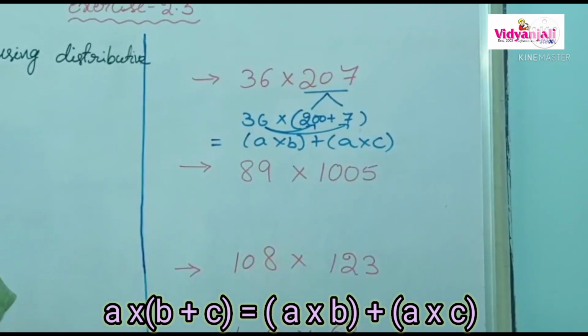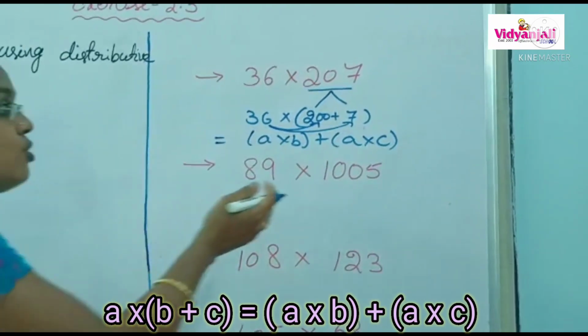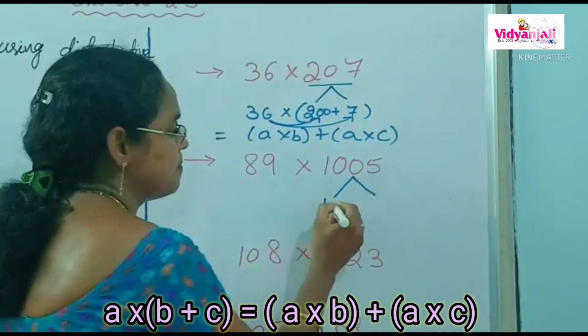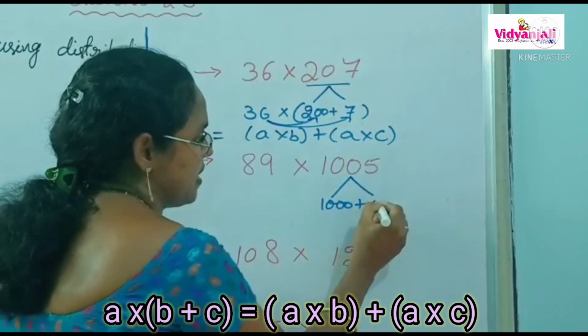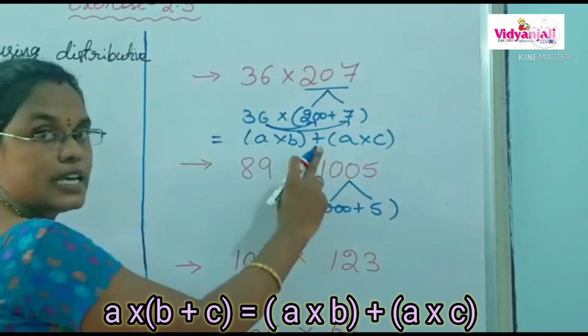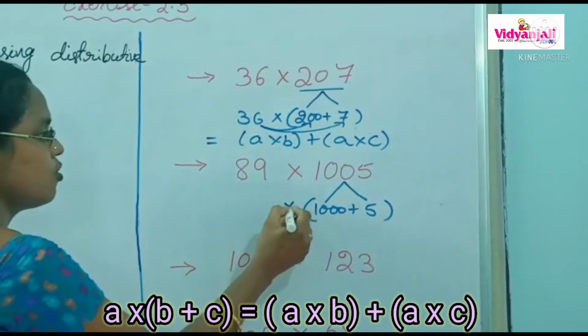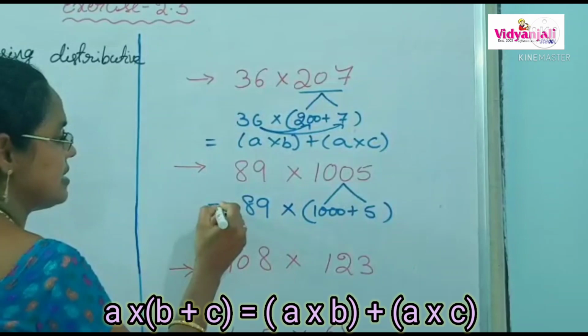1005 is very near to the round number 1000. So, 1005 can be split as 1000 plus 5, right? Right, children? 1005, if we split, becomes 1000 plus 5. So, the first number will be as it is, 89.